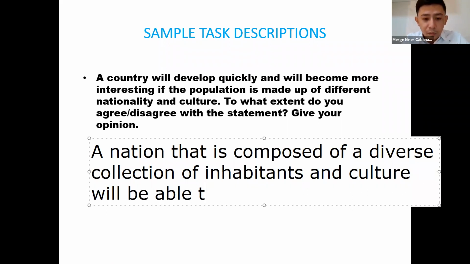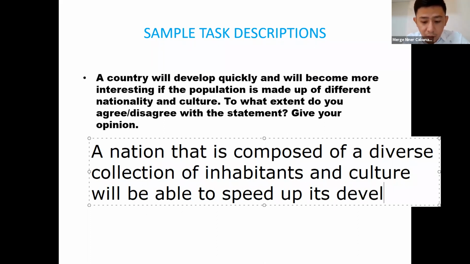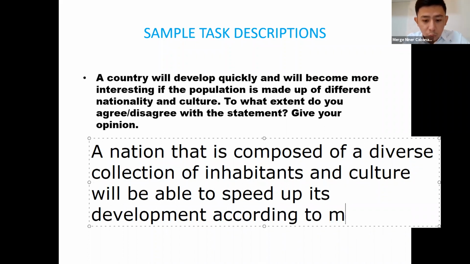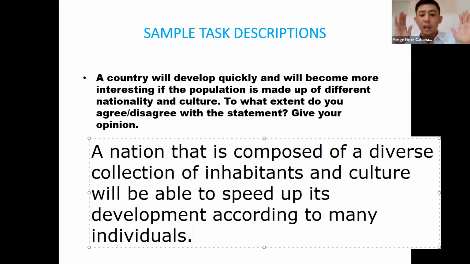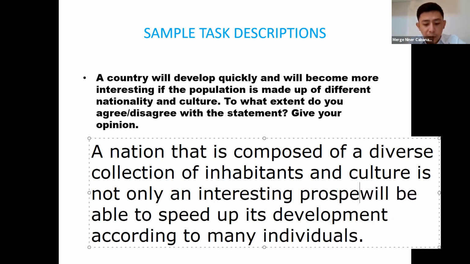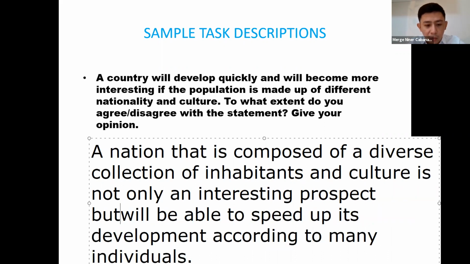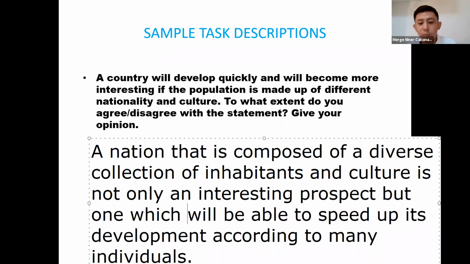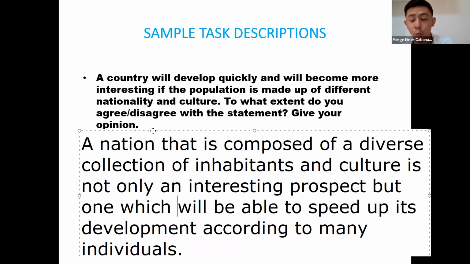A nation that is composed of a diverse collection of inhabitants and culture will be able to speed up its development according to many individuals. Okay, a nation that is composed of a diverse collection of inhabitants and culture is not only an interesting prospect, but one which will be able to speed up its development according to many individuals. That is basically what a country will develop quickly and will become more interesting if the population is made up of different nationality and culture.